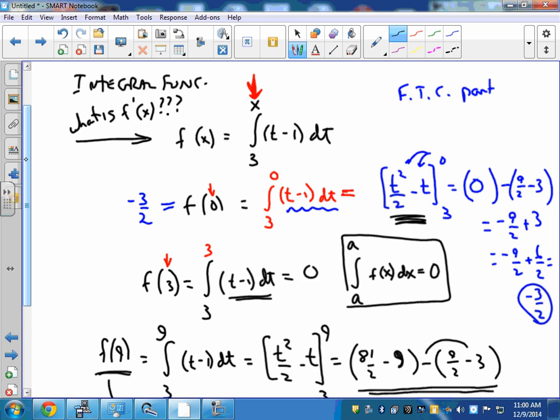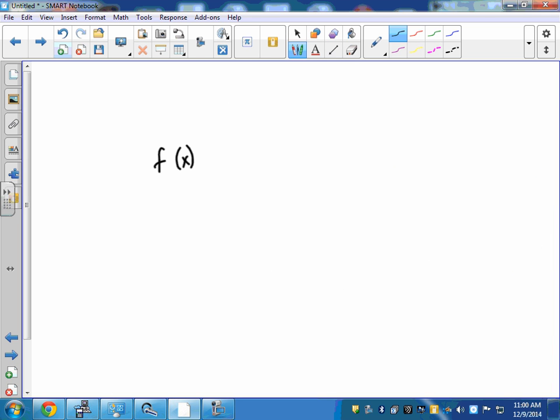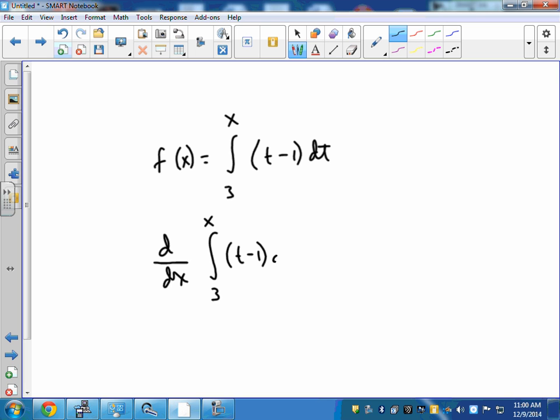The derivative of the integral function. Again, we're going to use the fundamental theorem of calculus to do this, but we're going to use part 2. Let me pull up a new screen. Again, we had f of x was the integral from 3 to x of t minus 1 dt. And now the task is to find the derivative with respect to x of this integral function from 3 to x of t minus 1 dt.